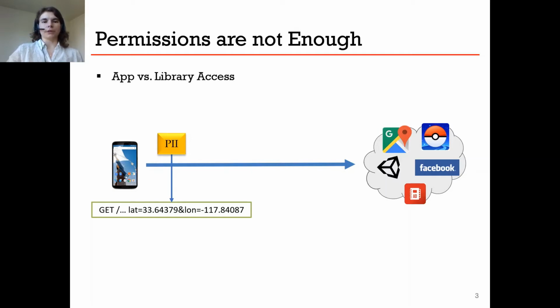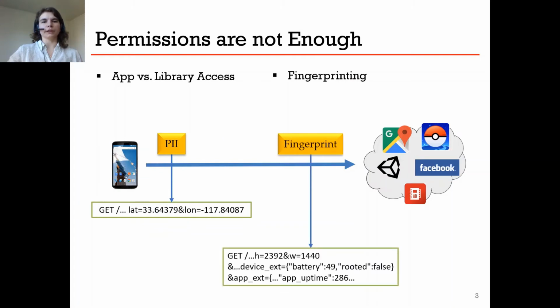Second reason permissions are not enough is that trackers have evolved from collecting explicit PII to collecting seemingly benign information, which we refer to in literature as a fingerprint. Here's one example here that is collecting the width and height of the device, the battery status, whether it's rooted or not. And collectively, this information can be used to build a profile of you and then track you across apps and libraries.